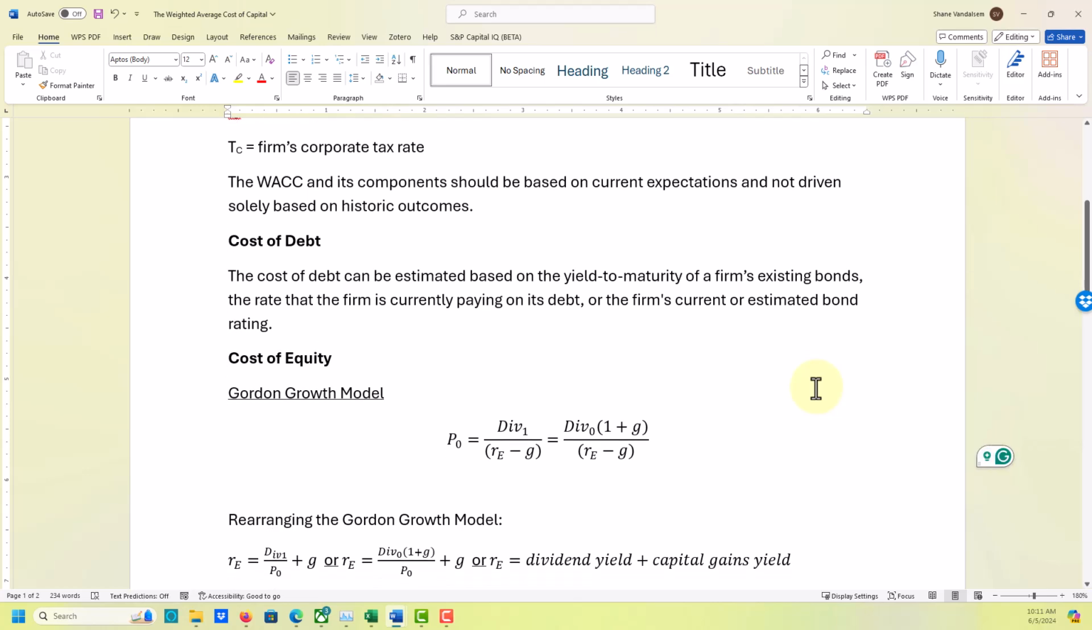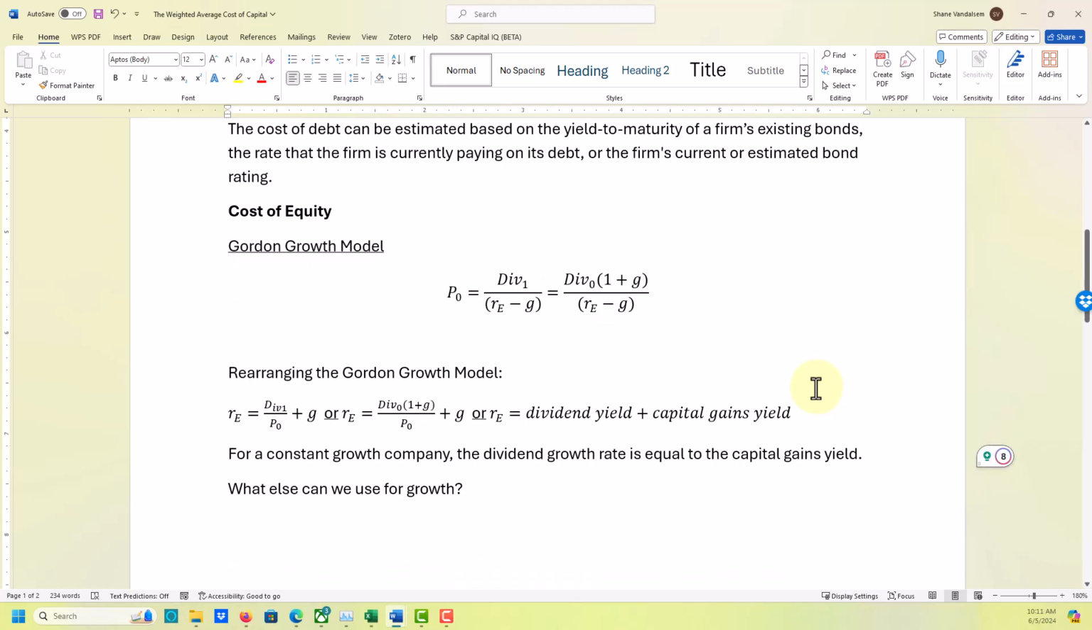It's pretty straightforward. We can look up the yield to maturity. If you're looking at the weighted average cost of capital for a firm today, we can just look up the yield to maturity if the firm has bonds outstanding. If not, we can look for a similar bond or a similar company, or we can do what we did here, and that's just to go out and find the credit spread for the bond rating for the firm. The next part is the hard part.